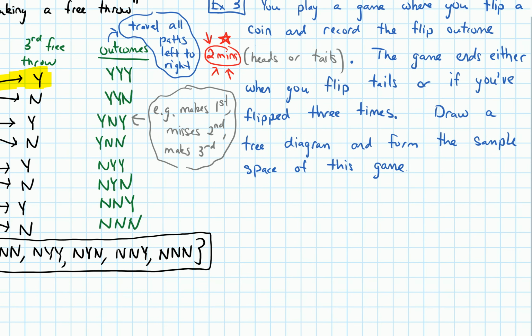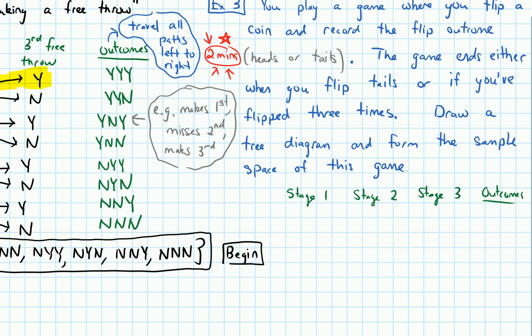So let's make a tree diagram to get us started. So we begin, and then overall in this experiment here, there could potentially be 3 stages. We could potentially flip the coin a maximum of 3 times, because the game ends either when you flip tails, so that could potentially happen after 1 flip, or it ends if you flip 3 times. So maybe if you flip heads 3 times, at that point the game says, okay, stop. So stage 1, stage 2, stage 3, and then I'll keep track of the outcomes.